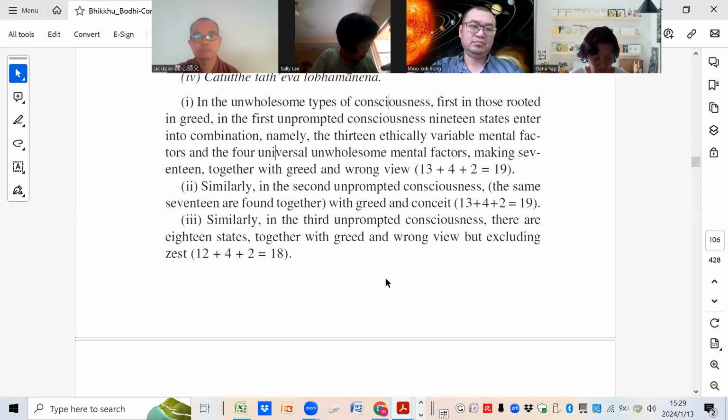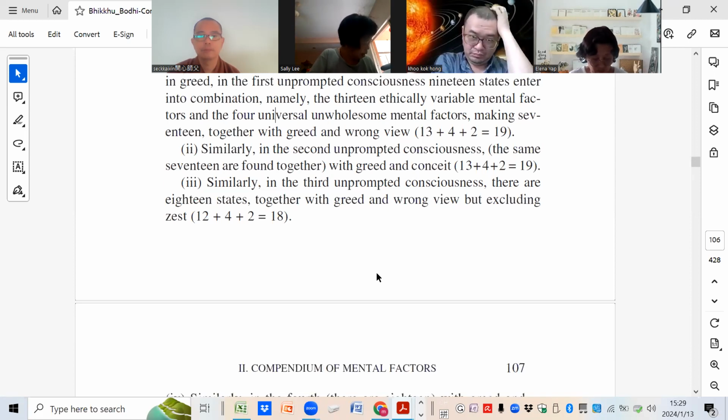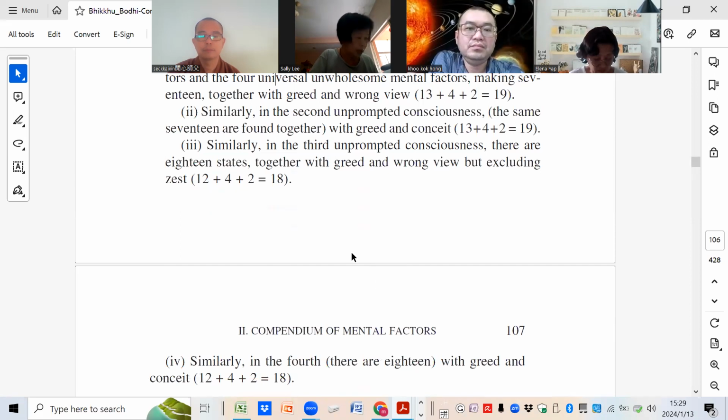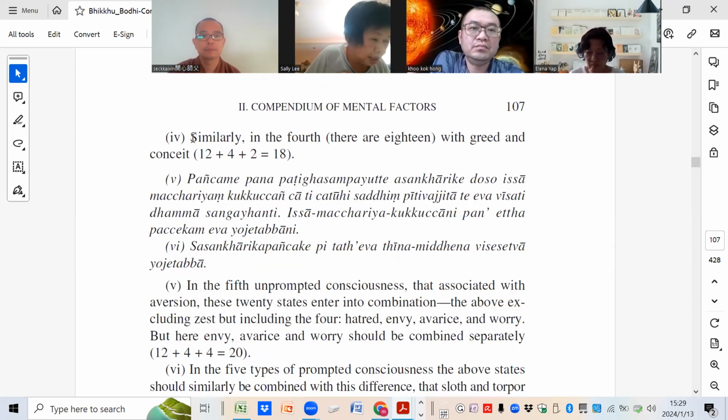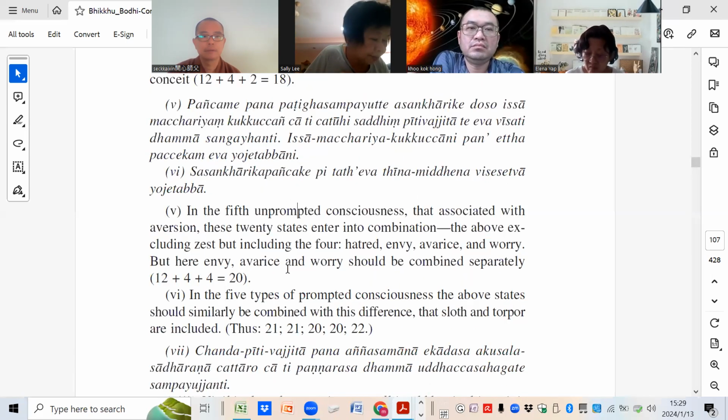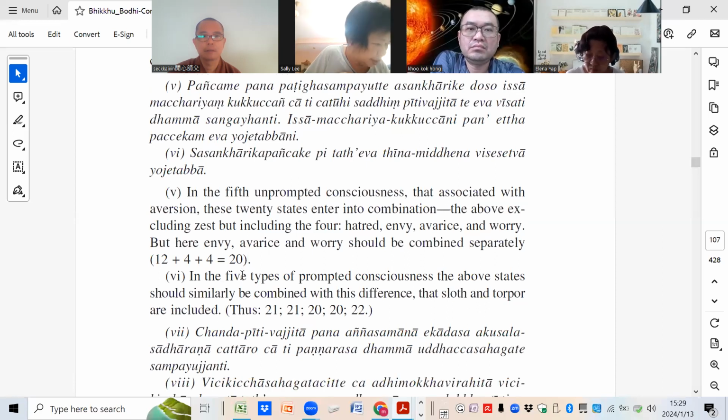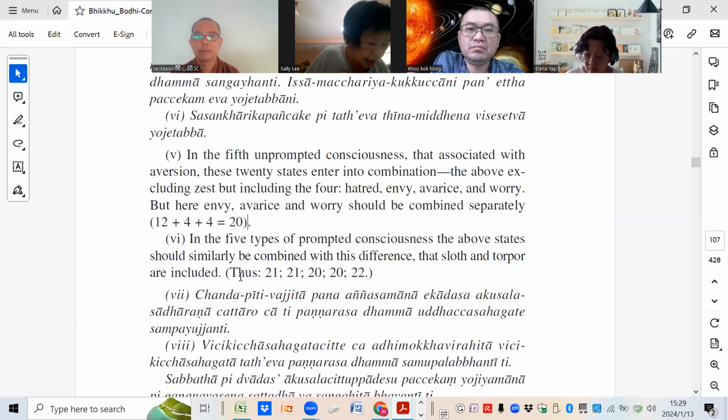Similarly, in the third unprompted consciousness, there are 18 states together with greed and wrong view, but excluding zest. 12 plus 4 plus 2 equals 18. Similarly, in the fourth, there are 18 with greed and conceit. 12 plus 4 plus 2 equals 18. In the fifth unprompted consciousness, that associated with aversion, these 20 states enter into combination, the above excluding zest, but including the 4: hatred, envy, avarice, and worry.